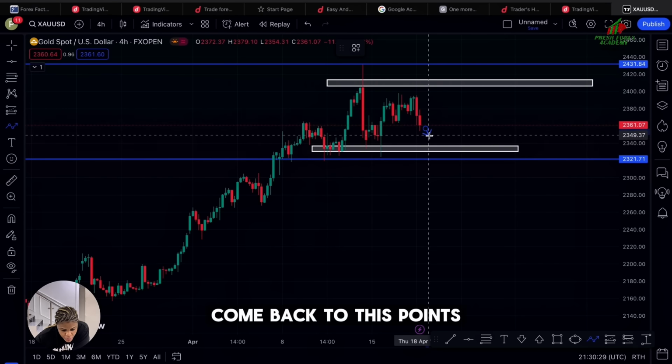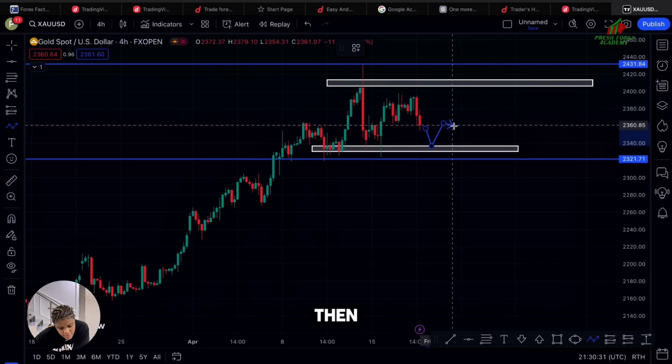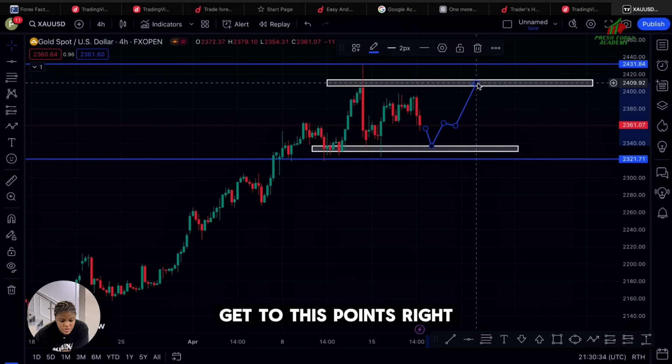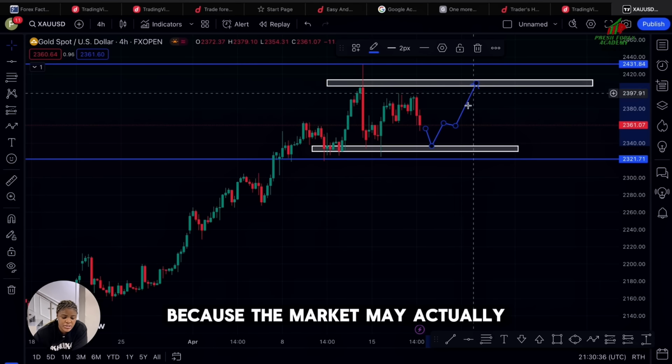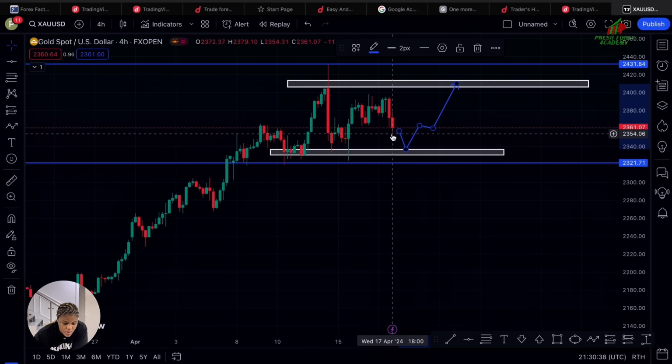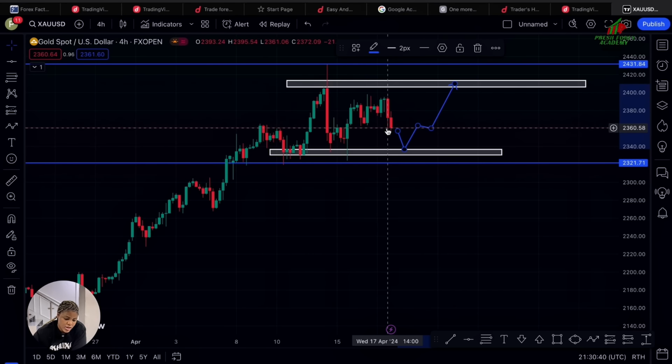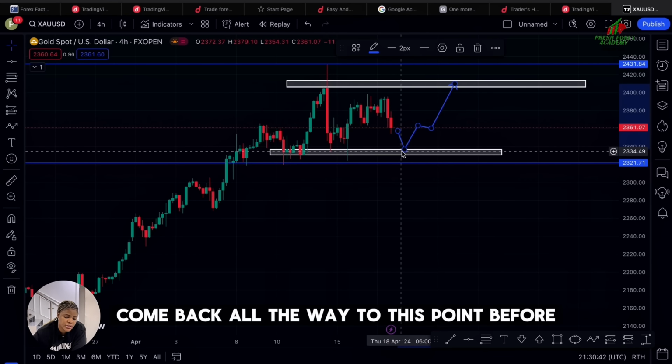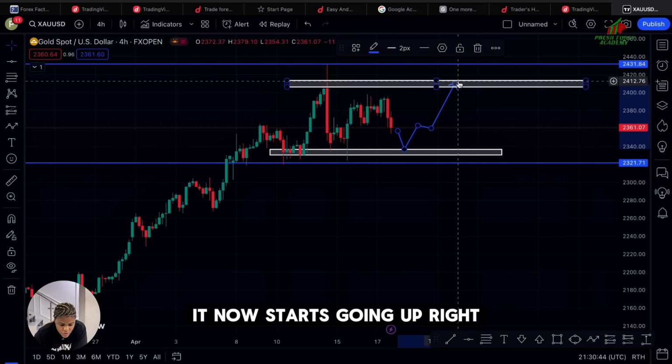Come back to this point, then get to this point, right? Because the market might actually come back all the way to this point before it now starts going up, right?